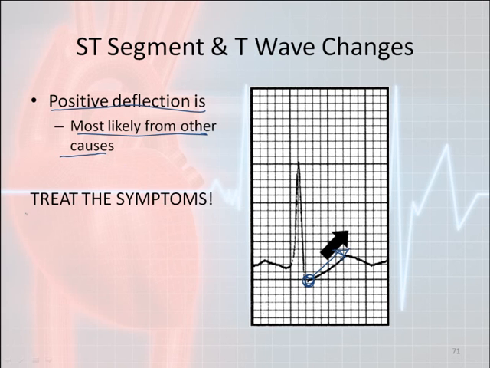On the other hand, please remember, irregardless of what the 12 lead tells you, you still need to treat the symptom. If the patient is experiencing symptoms of an acute coronary syndrome, it doesn't matter what direction the ST segment is traveling, you still need to treat the symptoms of the patient.